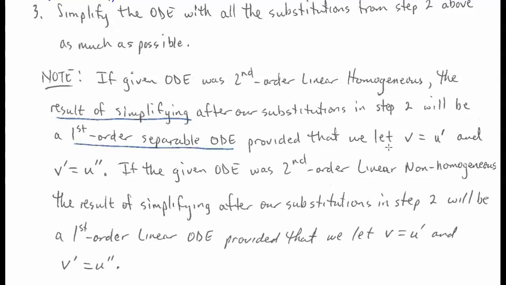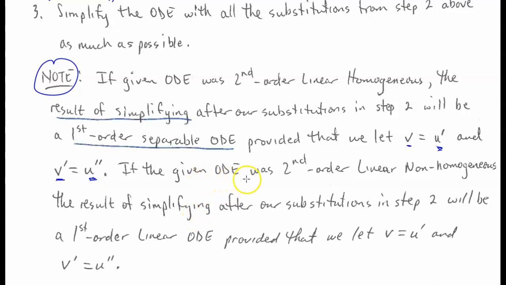Either we've done something wrong mathematically in our process, or we have a situation where the function that we're assuming is a solution really isn't one. All right. So this note here is important, and it says, if your ODE was second order linear homogeneous, the result of simplifying after our substitution in step 2 would be a first order separable ODE. And this is provided that we let u prime equal v. And of course, we'll follow suit. v prime is going to be u double prime.